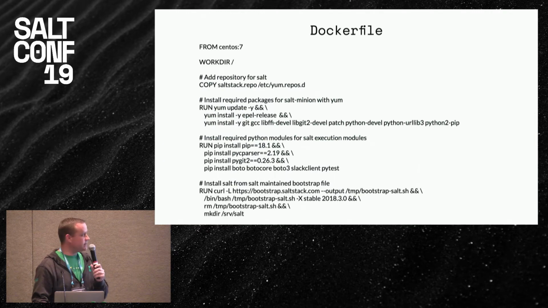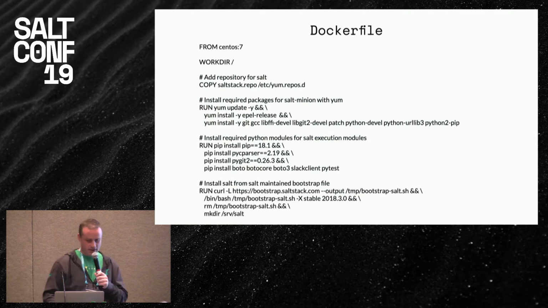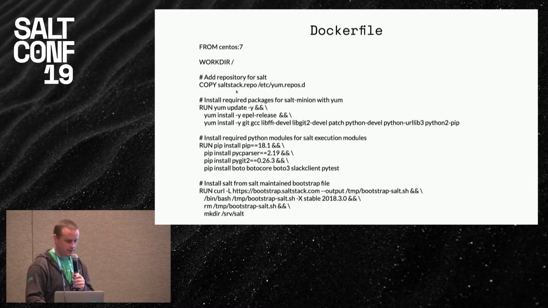All right, and then this is the Docker file. This is how we create our image. I've stripped a few things out of this as well, but basically we need to add the SaltStack repo so we can install a salt minion. And then we need to update and add the EPEL release to get some of the libraries that are required.